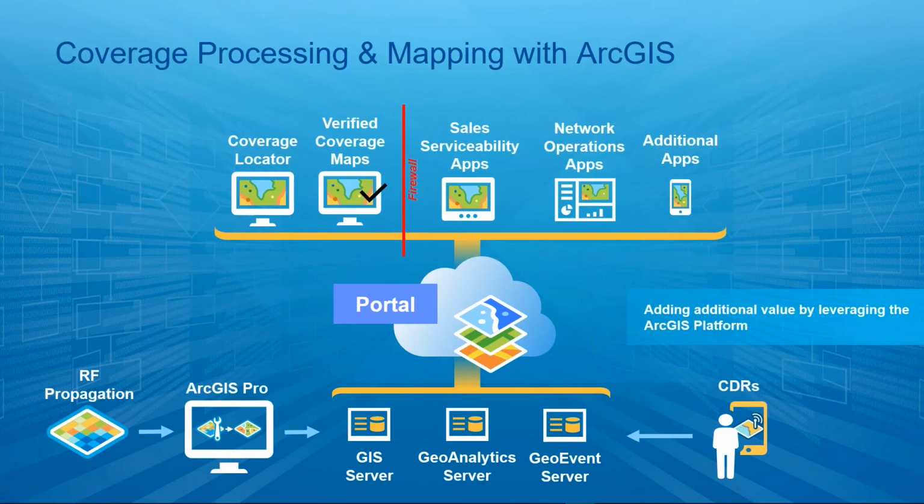So you can create your coverage locators and verified coverage maps for your customers outside your firewall, and then have your business apps protected sitting internally behind your firewall. And then finally, if you want to create those verified coverage maps, we can consume your CDR data from a variety of different sources or in real time through our real-time engine GeoEvent, and then process that data within GeoAnalytics to then have that as a new service or layer that can be brought into that same map, so that you can have that verified coverage layer on top of your coverage map.